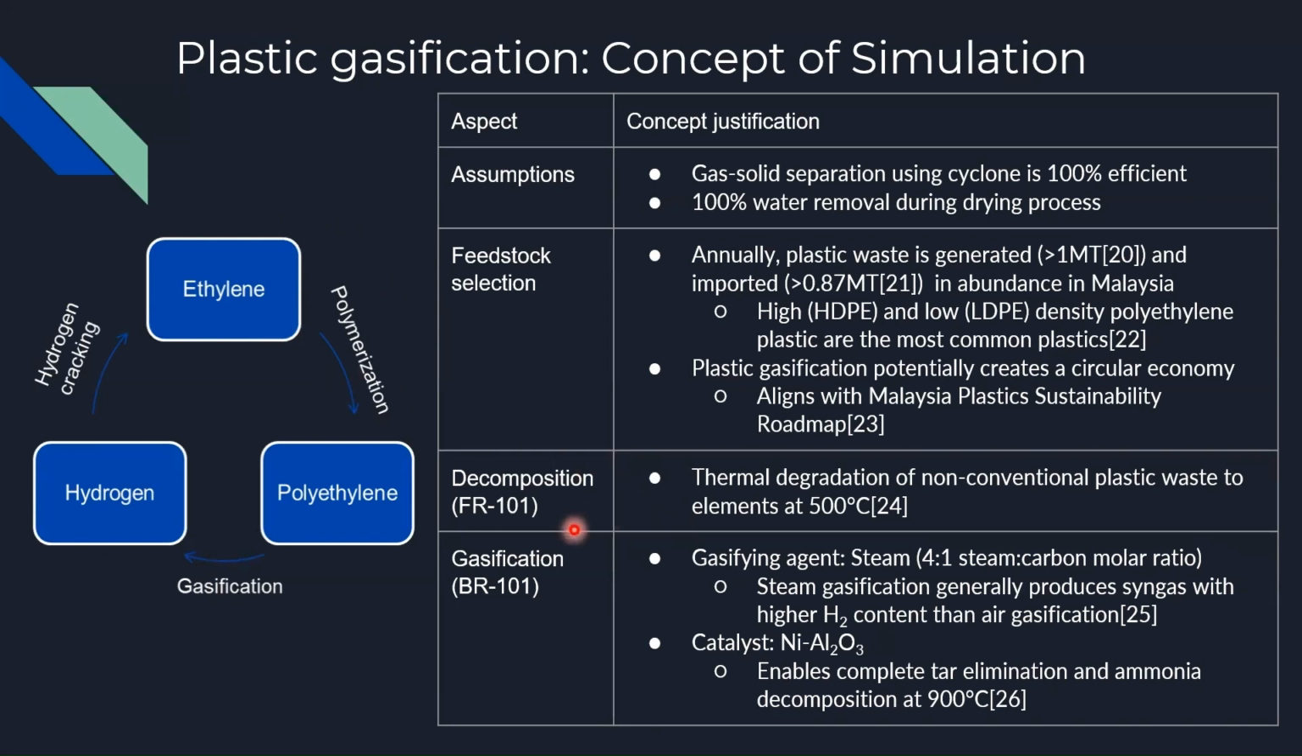After drying, the feedstock undergoes thermal decomposition, where non-conventional plastic waste is degraded into carbon, hydrogen, nitrogen, oxygen, and sulfur. Steam gasification with a 4:1 steam to carbon molar ratio then takes place in a fluidized bed reactor. Due to the use of nickel catalyst, it is assumed that the gasification process does not produce tar or ammonia.